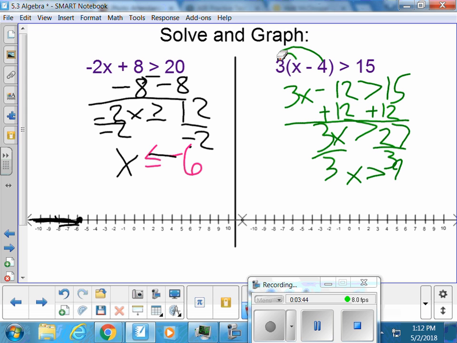And you don't want to flip it because it's not a negative being divided or multiplied, so you don't have to worry about that. And now whenever it comes to graphing it, since it's not an equal to, you want to do an open circle, and the arrow is saying that x is greater than 9, so that means it goes this way. Any questions?